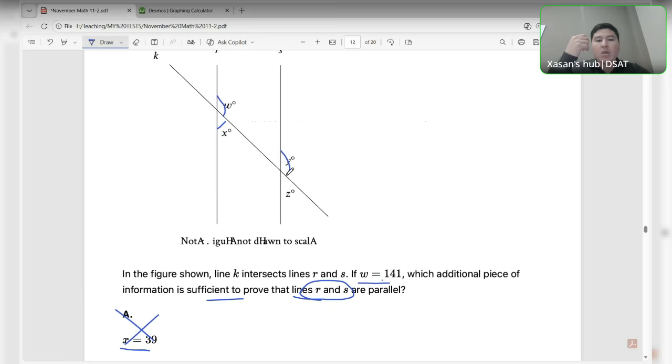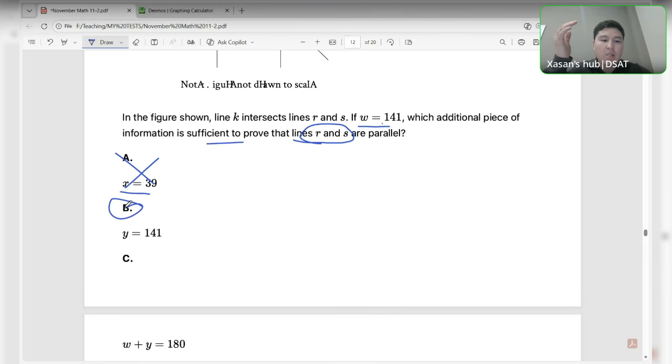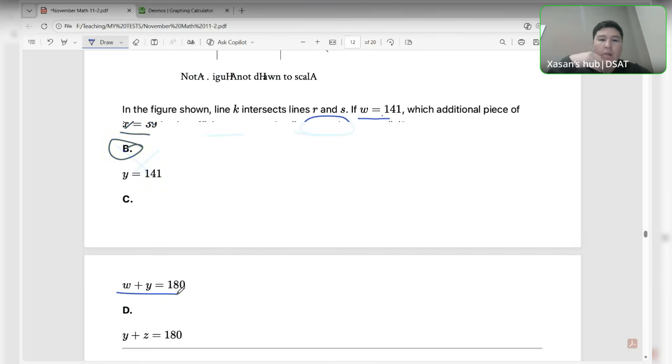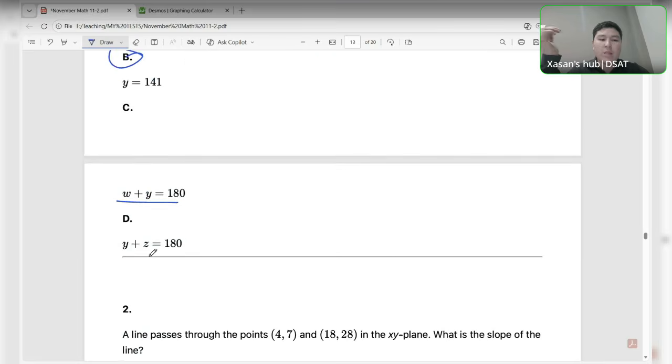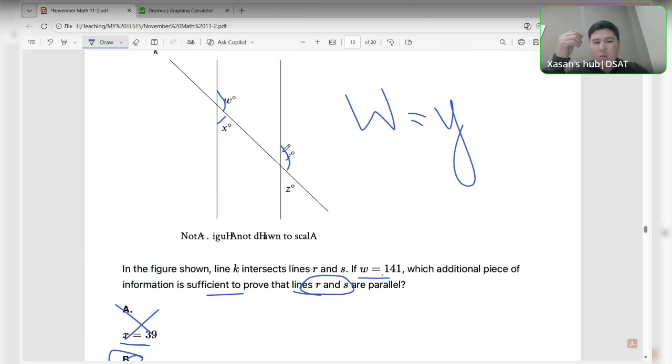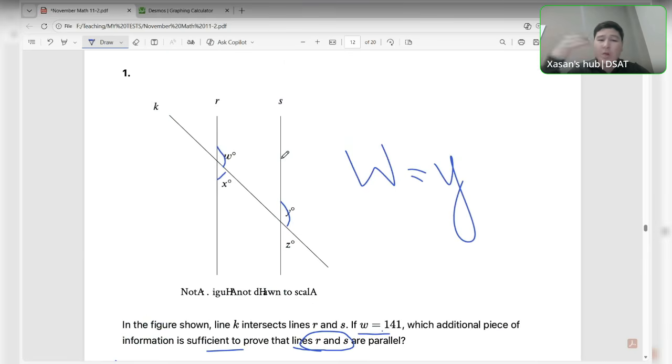Okay, guys, that's now matching, because when the two lines are parallel, W and Y are the corresponding angles. So when the corresponding angles are equal, then the two lines are parallel. And of course, the answer is now B. Let's check the other answers. W plus Y equals 180? No, guys, W equals Y here, not the sum equals 180. Or Y plus Z, the same. Y plus Z is still 180, even if the lines are not parallel.